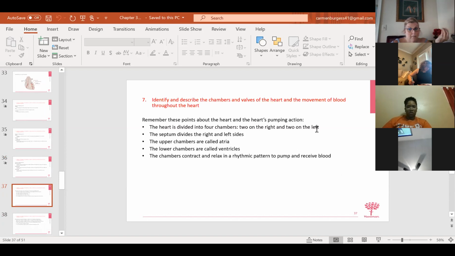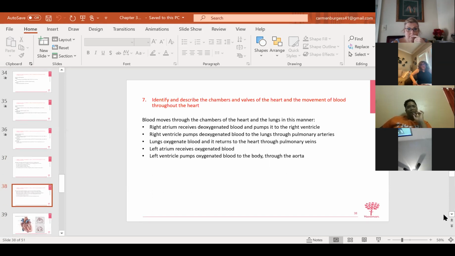The heart is divided into four chambers. There's two on the right, two on the left. The septum divides the right and left. The upper chambers are called the what? Atria. The lower are the ventricles. And they contract and relax in a rhythmic pattern to pump and receive blood. Everybody understand those? You're going to have to know that left and right. This is just commit this to memory.